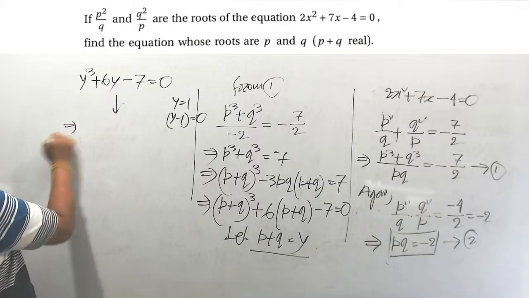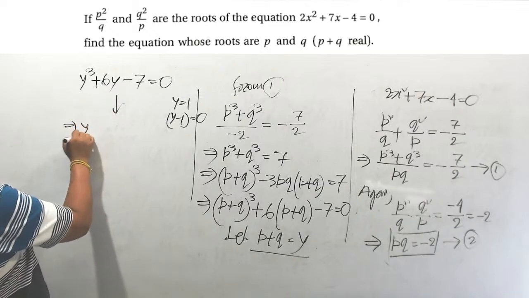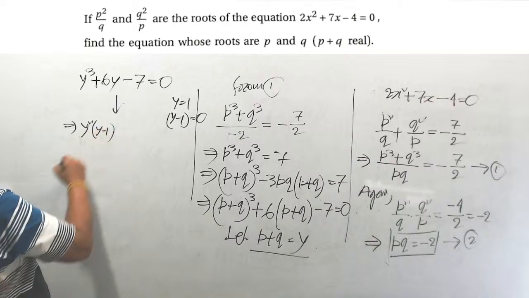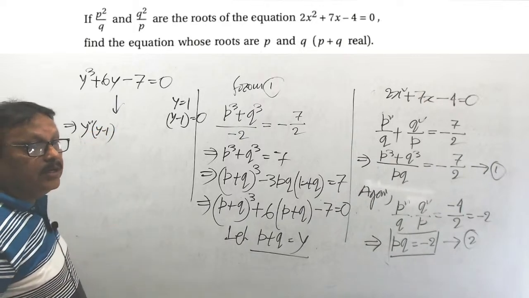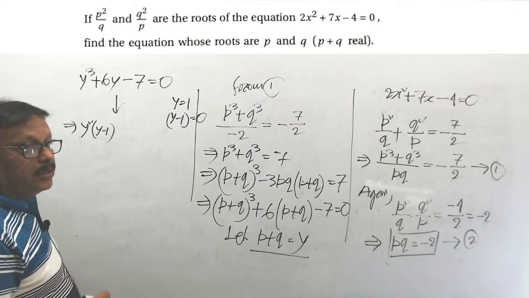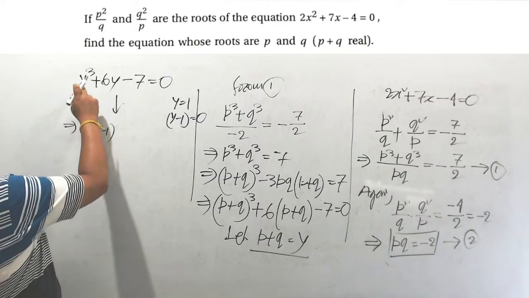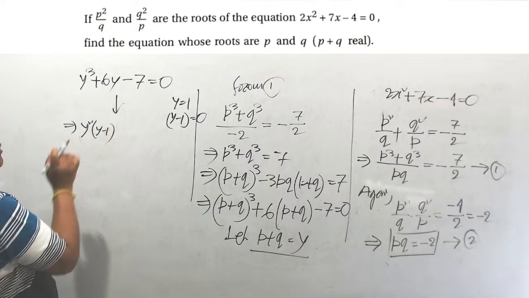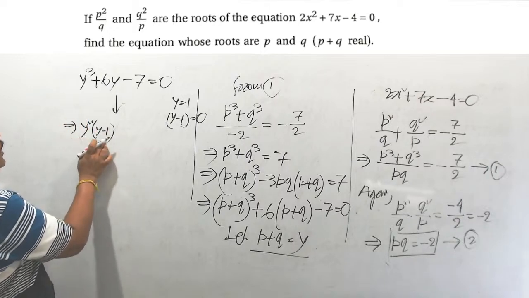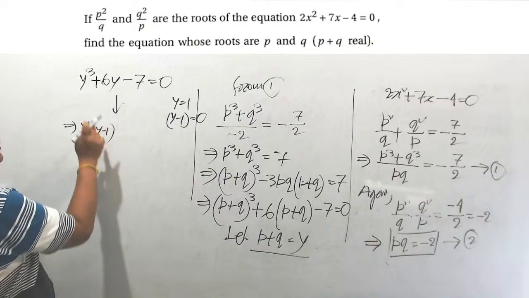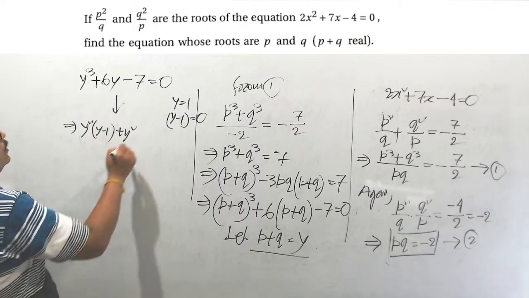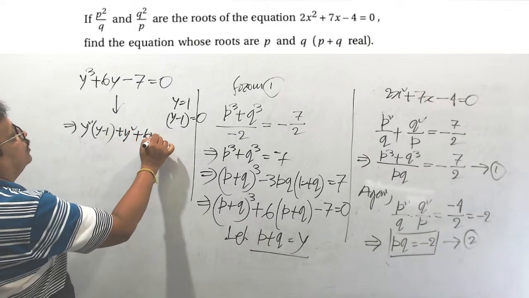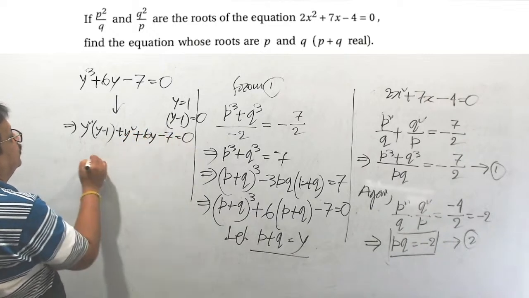So this implies what? y square into y minus 1. Zero method technique. Okay. Use it here. Take y square and y minus 1, then again balance: y square into y cube minus y square, so plus y square. Understood? Plus 6y minus 7 equals to 0.